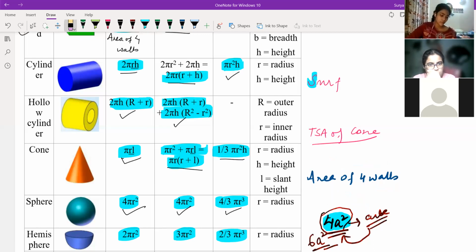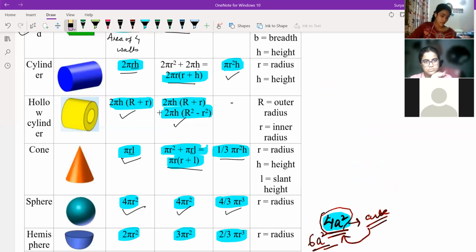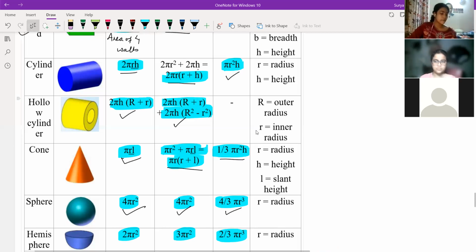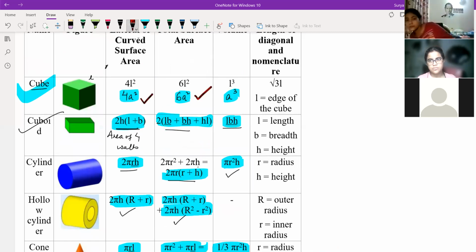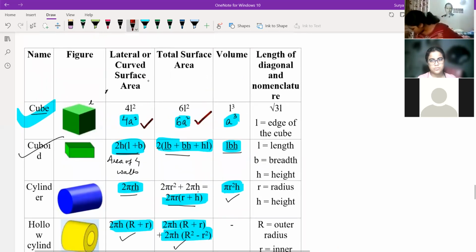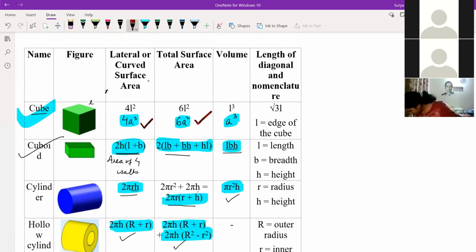No, you only told the answer. That's why I'm asking you, nothing else. I'm just asking how you told 4a square and 6a square. If you're having a cube, like here, see the first one, Tejaswar. Yes, sir. This is your 6a square. This is 4a square, no? So what is the difference between these two, 4a square and 6a square? Sir, 4a square is the lateral surface area, sir. 6a square is the total surface area.